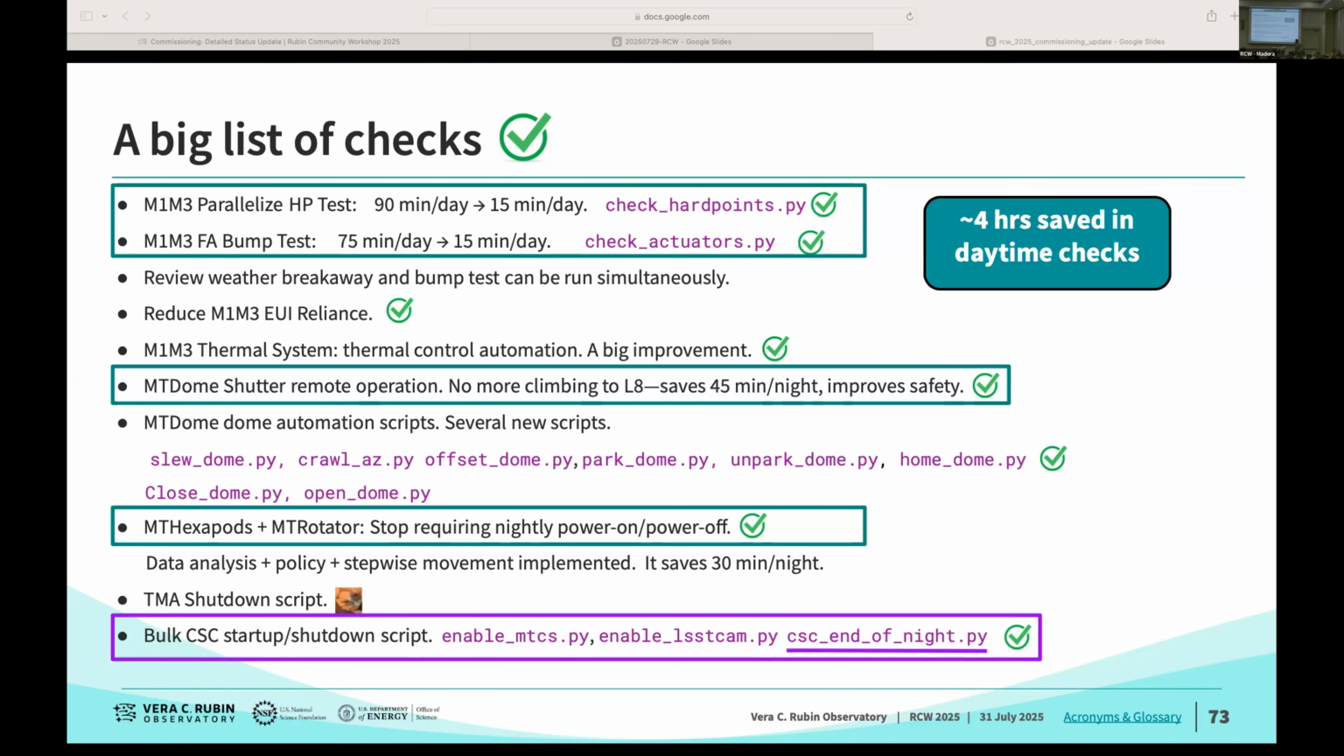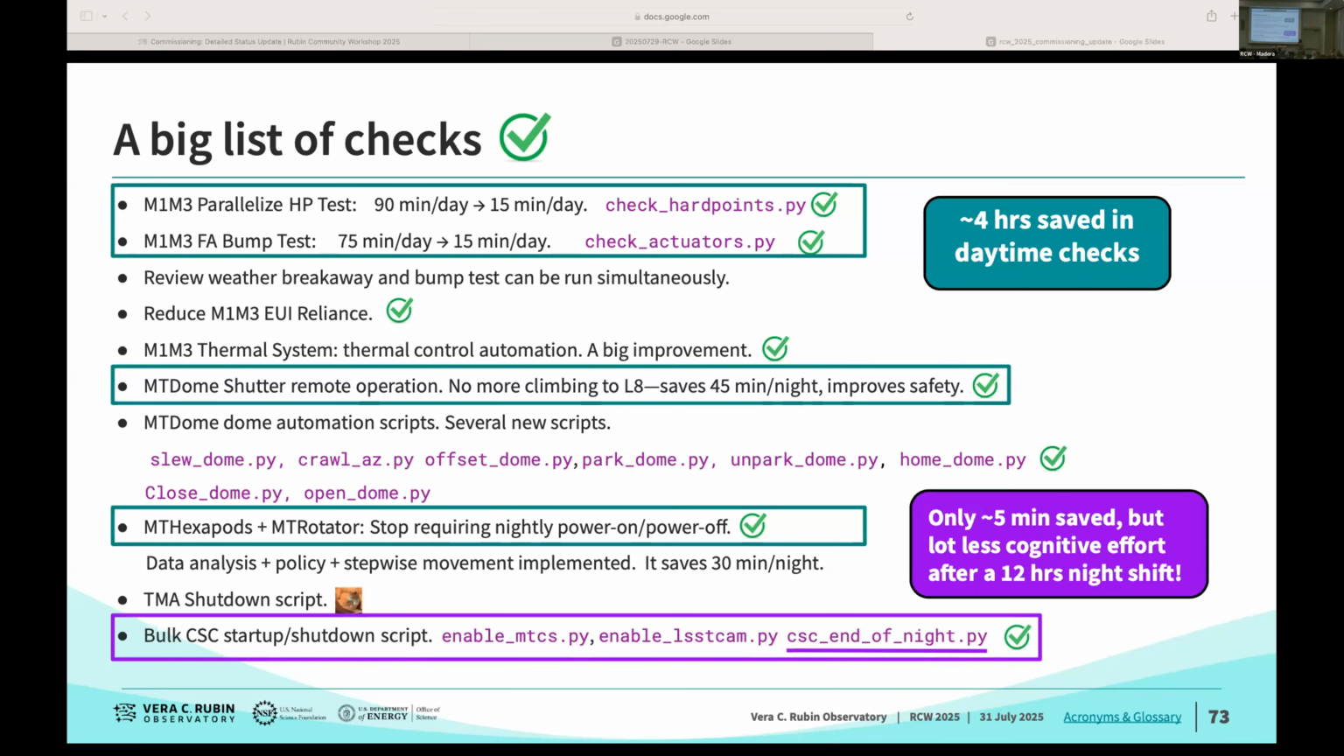But it's not only about saving time. For example, this one that I'm showing here at the end is a script, an automation that does not save much time, maybe 5 or 10 minutes at the end of the night, but it's at the end of the night. So we are not only concerned about saving time, we are also imposing less cognitive effort on our team at that time, and we also avoid mistakes.